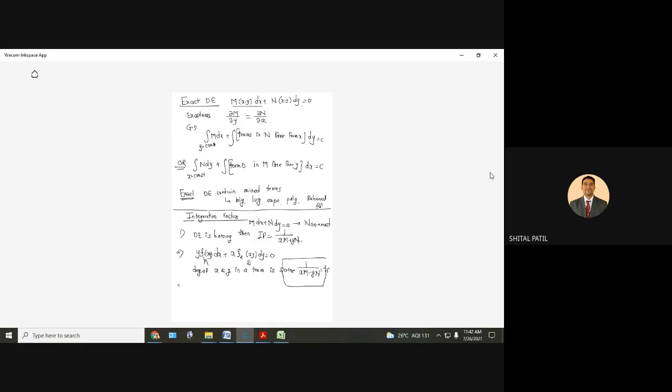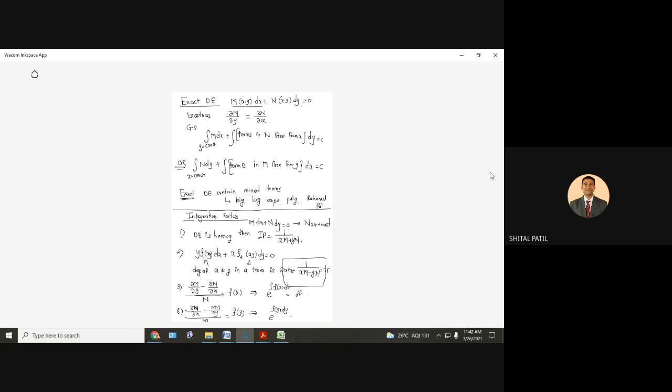Now it may be possible that rules number 1 and 2, both of them are not applicable. Then rules number 3 and 4 are there. Del M by del y minus del N by del x. The last term is del N by del x, therefore divide by N, and what is required? It should be a function of x. If it is so, the integrating factor is e raised to the integration of f of x dx. Right, now it may be that del N by del x minus del M by del y divided by M is a function of y. Then the integrating factor is e raised to the integration of f of y dy.